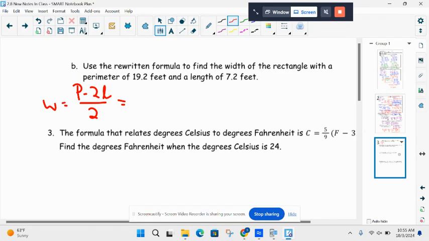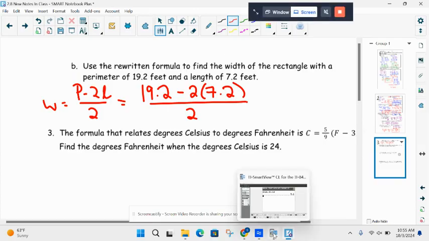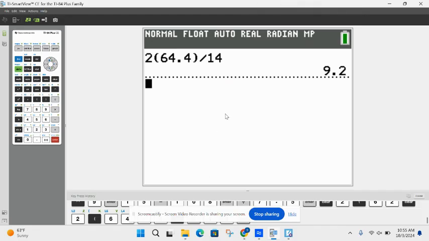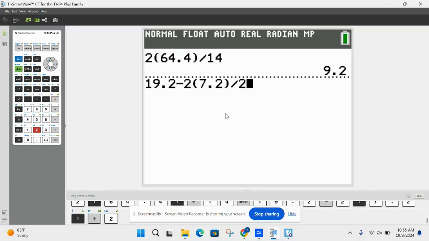So it says perimeter is 19.2 minus 2 times the length, which is 7.2, divided by 2. Okay, a little calculator lesson for you. Watch how I type it in, and I want you to explain why this is going to be wrong. So 19.2 minus 2 times 7.2 divided by 2, because I see a lot of people try to do it this way.